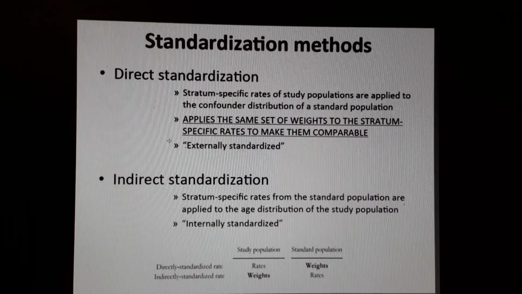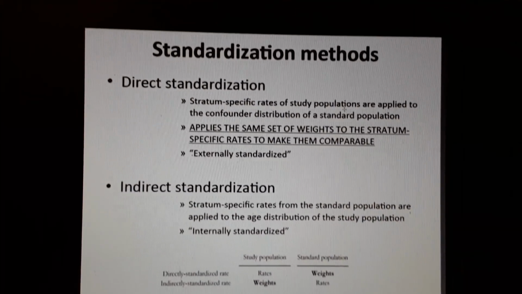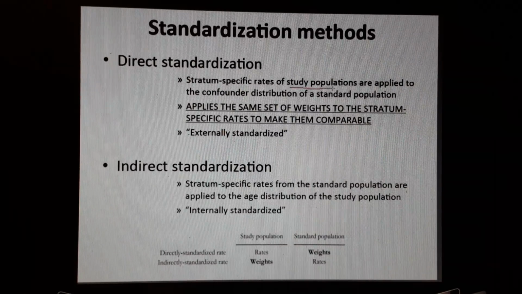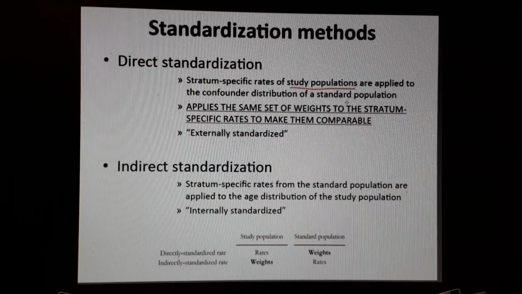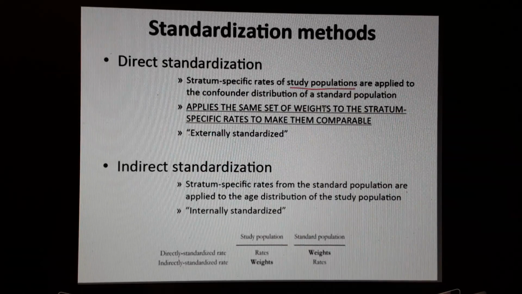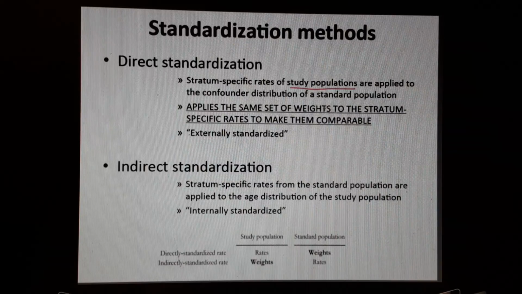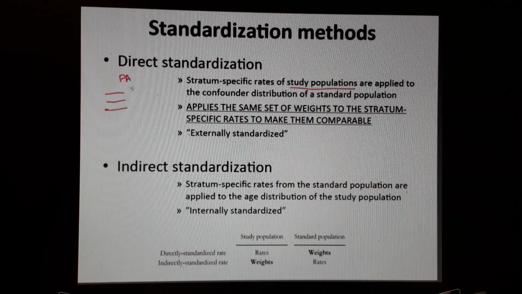So in direct standardization, you're taking stratum-specific rates of the study population, and they're applied to the confounder distribution of a standard population. So what you're doing here is you're applying the same set of weights to the stratum-specific rates to make them comparable. And this is externally standardized. So here you have your different strata, say stratum 1, stratum 2, and stratum 3 in population A. So rate 1, rate 2, rate 3.